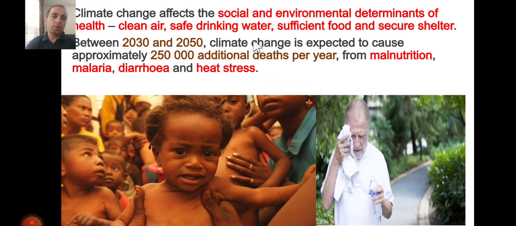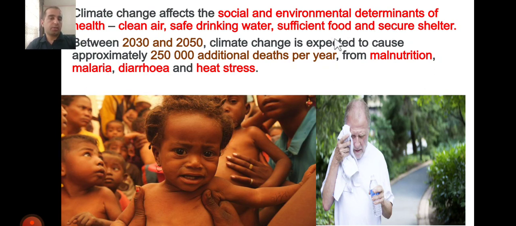First of all, climate change has several adverse effects on human health, such as cardiovascular disease, respiratory disease, and some infectious diseases. But how does climate change affect human health? As you can see, it has an adverse effect through social and environmental determinants, namely the air, the drinking water, the food, and secure shelter.